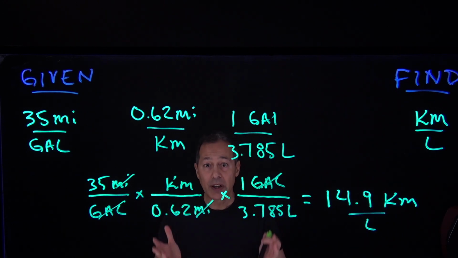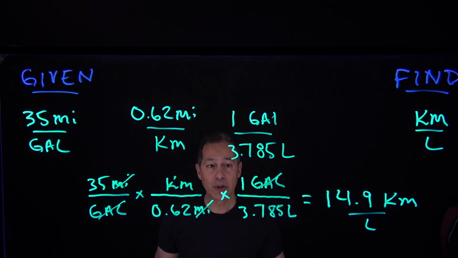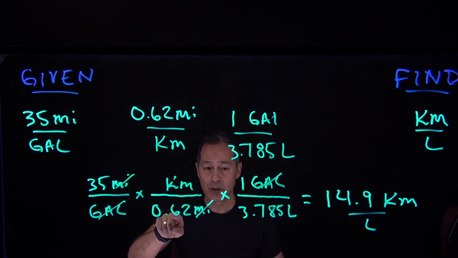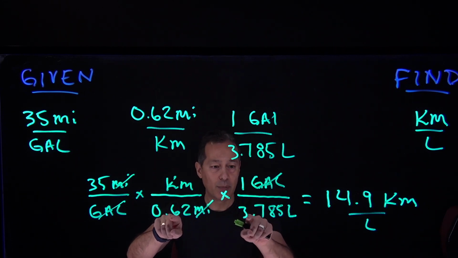Now, the other piece on this is entering all of this into your calculator. If you were to put this into your calculator, you would take 35 and then divide it by 0.62 and 3.785.